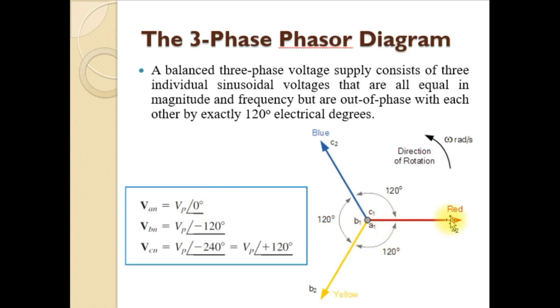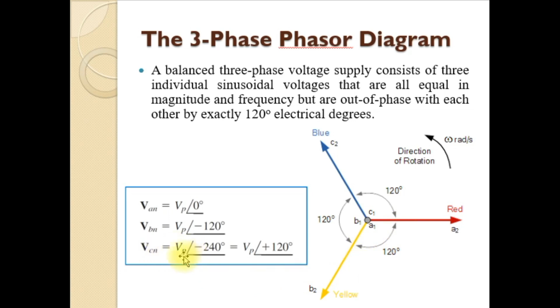You are considering this as the reference direction, and VAN is drawn, for the R phase, like this, either red phase or A phase. Sometimes we will be using RYB notation or ABC notation. And the second phase, either the yellow phase or the B phase, you can see that it is lagging with respect to the R phase by an angle of 120 degrees. So this angle is 120 degrees and it is measured in the clockwise direction.